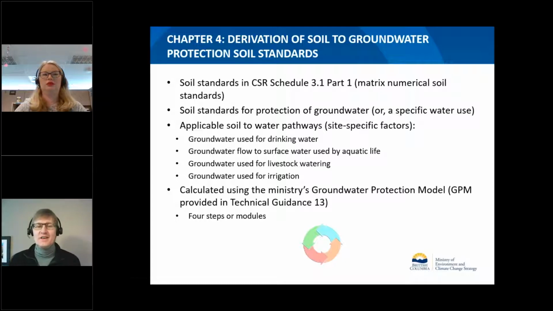source area. And the final step 4, the final step is to partition the leachate concentration to the source material as a soil concentration. The soil concentration is then rounded and/or adjusted for background to produce a soil standard. This is the soil standard provided in CSR Schedule 3.1. Let's look at the specific groundwater protective soil standards on the next slide. Next slide, Cindy.